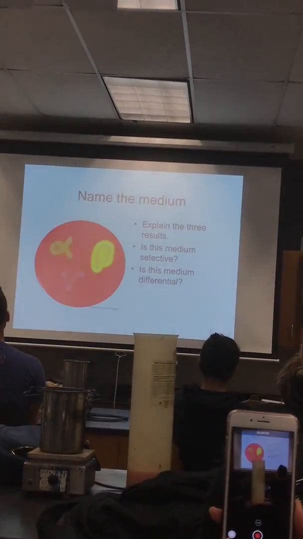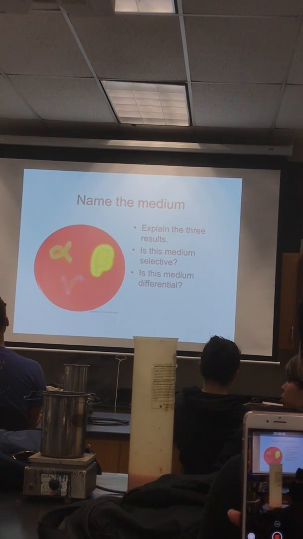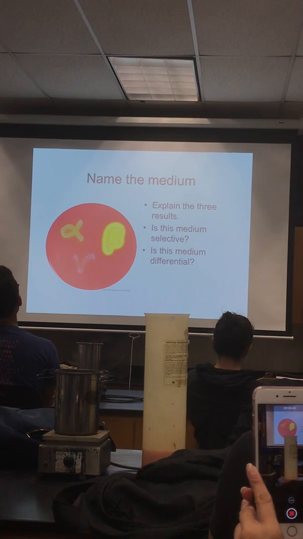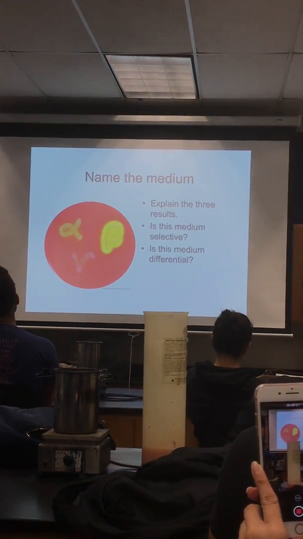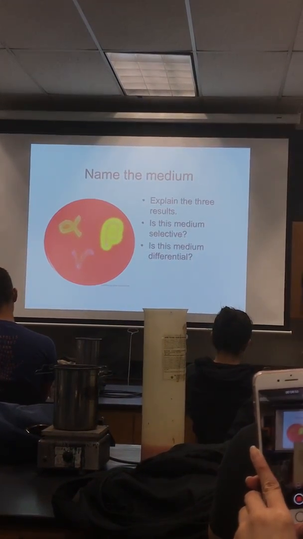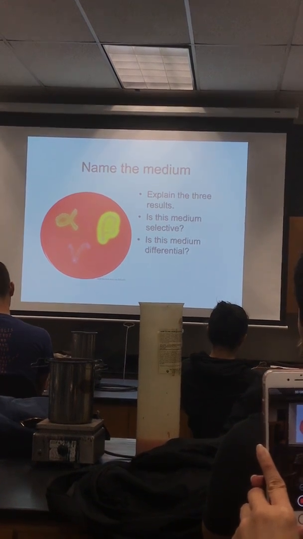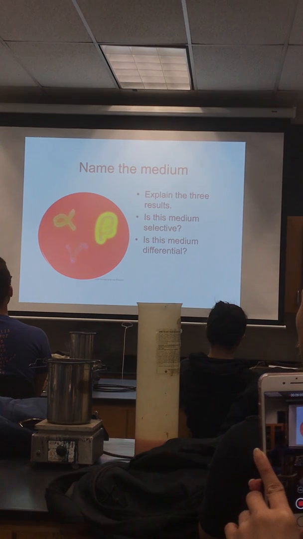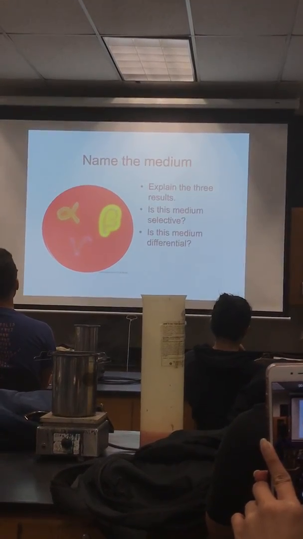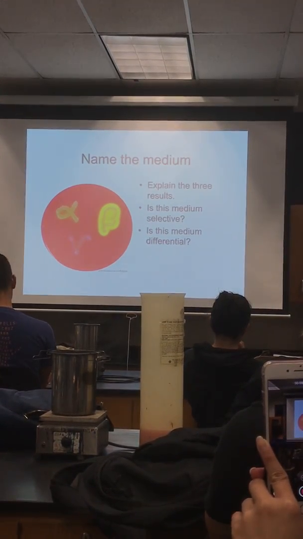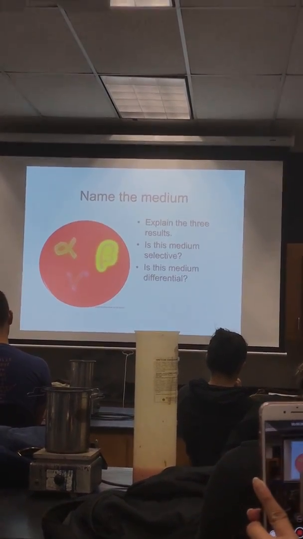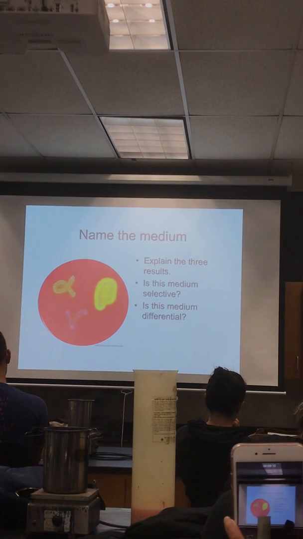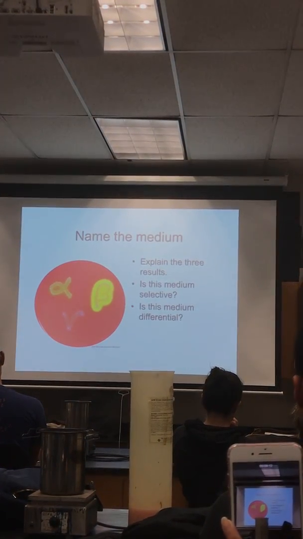Okay, this is a giveaway kind of thing in terms of this plate. What's the medium? Blood agar, right? We have alpha, beta, gamma there. So what are the 3 results? What is the alpha? Partial lysis of the red blood cells. Beta is complete lysis. And gamma? Non-hemolytic. Remember, this is hemolysis.